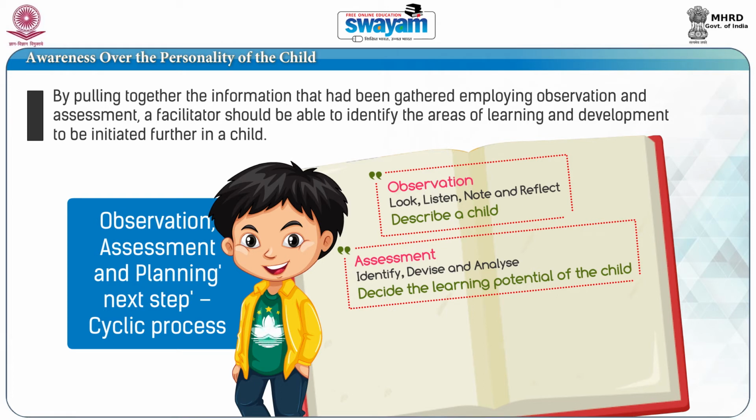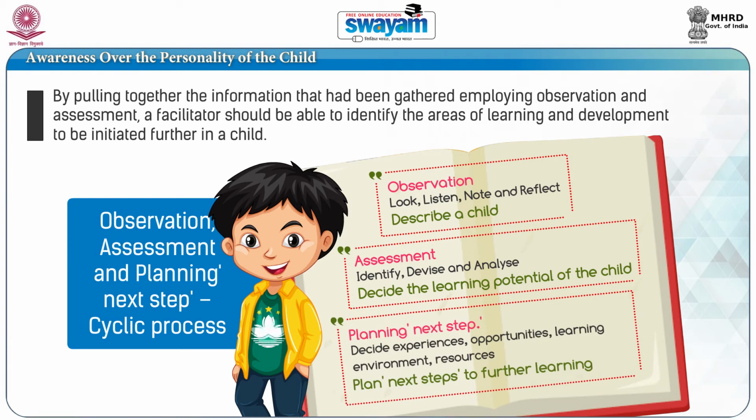Then the third step is planning next steps. Here, the facilitator should decide the experiences, opportunities, learning environment or resources that have to be given to motivate the child to go further for further learning. It is what we call plan next steps to further learning.